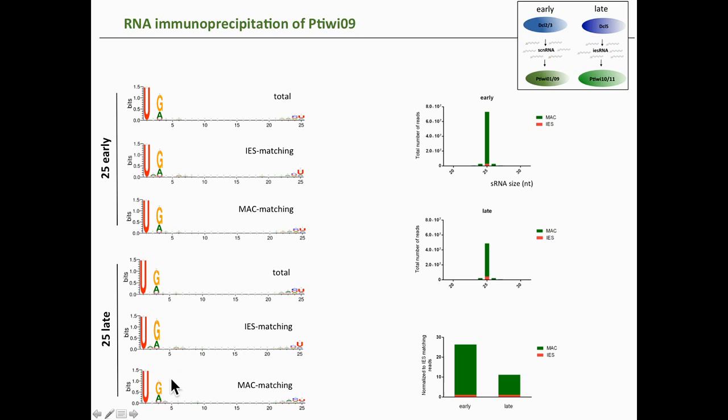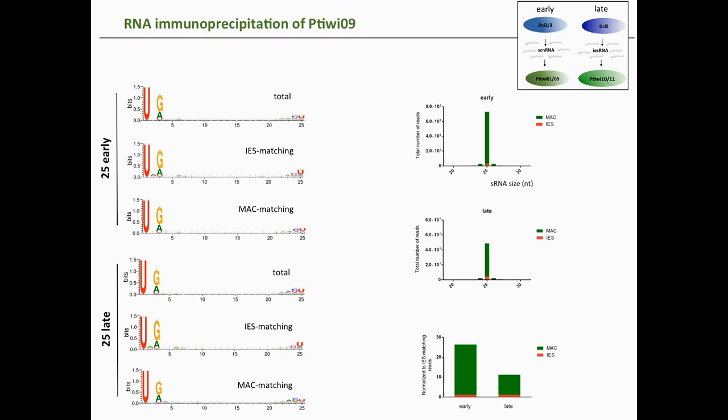The interesting thing is that we have the IES matching. This means that because they are also there, IES RNAs are present in the size of 25 nucleotides. And we see here a small, tiny A in position 2, and the CNAU also just a little bit, which really suggests that PV9 binds scan RNA and not IES RNA, or maybe just slightly a little bit.